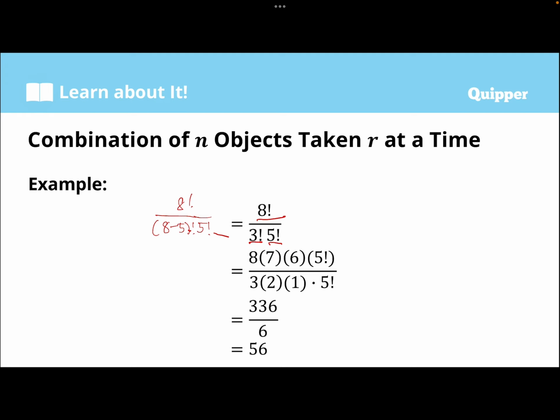And now let us expand 8 factorial. That is 8 times 7 times 6 times 5 factorial. We stop at 5 factorial because in our denominator, the highest factorial is 5 factorial. So we stop there so that we can easily cancel 5 factorial and 5 factorial to make our value smaller. And now, let us multiply. 8 times 7 times 6 is 336, divided by 3 times 2 times 1, that is 6. And then 336 divided by 6, we get 56. So, the combination of 8 objects taken 5 at a time is equal to 56.